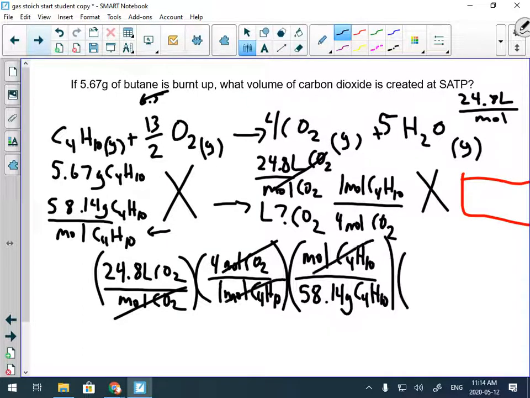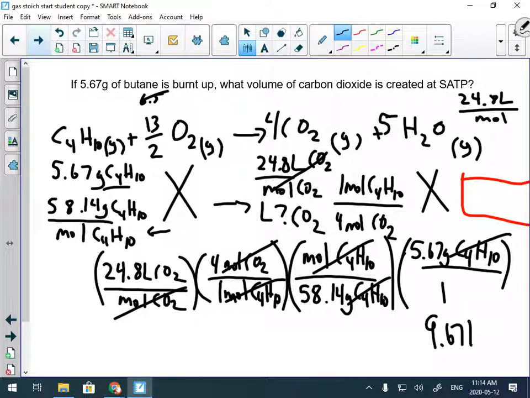Okay, mole cancel. And then I'm going to use the mass to get rid of the mass right here. 5.6 grams C4H10 over 1. Cancel, cancel. Okay, throwing the math in there, I get 24.8 times 4 times 5.6 divided by, in brackets, just one thing on the bottom, 58.14. Okay, so to 3 sig figs, the liters made is 9.67 liters.